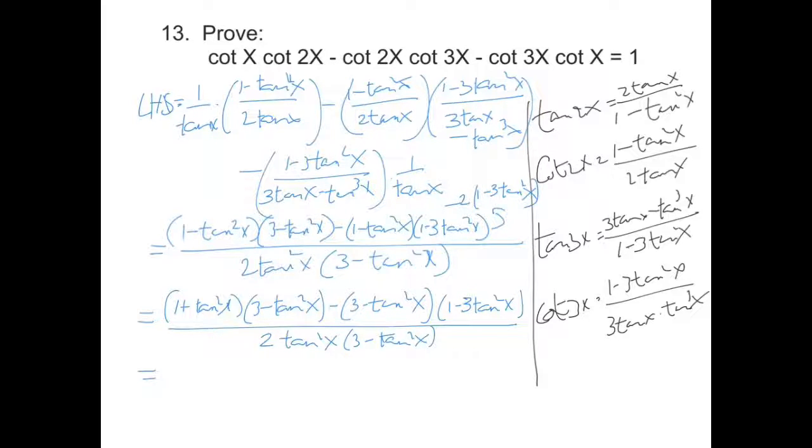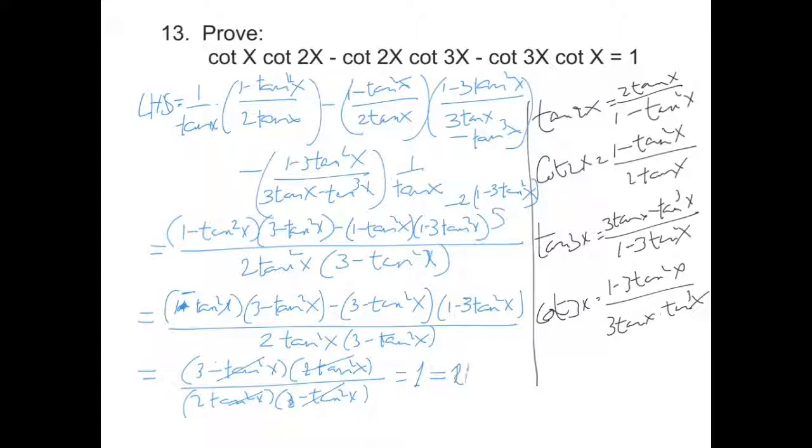And now we can take 3 minus tan squared x as common in the numerator, and the rest of the term becomes 1 minus tan squared x, sorry, we had a minus here, 1 minus tan squared x minus 1 plus 3 tan squared x, so that becomes 2 tan squared x. And exactly that is what we have in the denominator. We have 2 tan squared x multiplied by 3 minus tan squared x. Therefore, all these terms cancel each other and we get 1, which is the same as RHS.